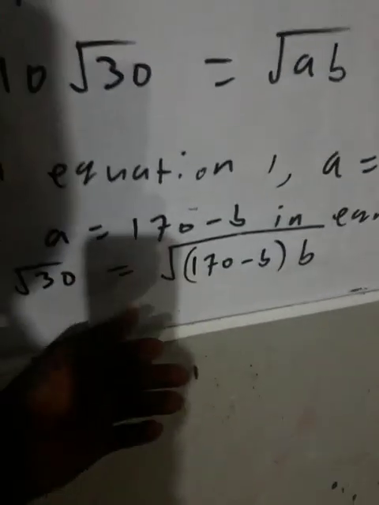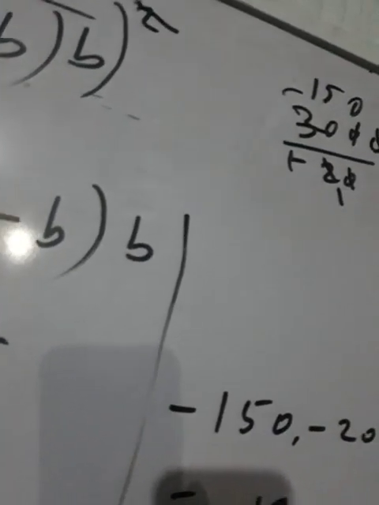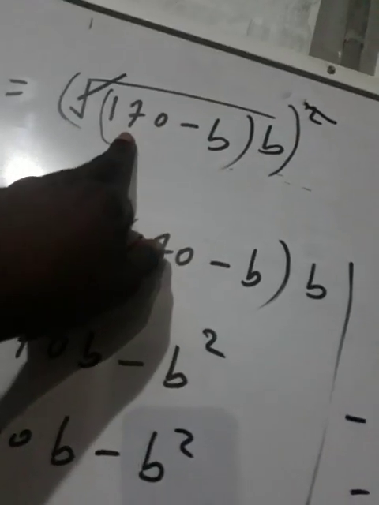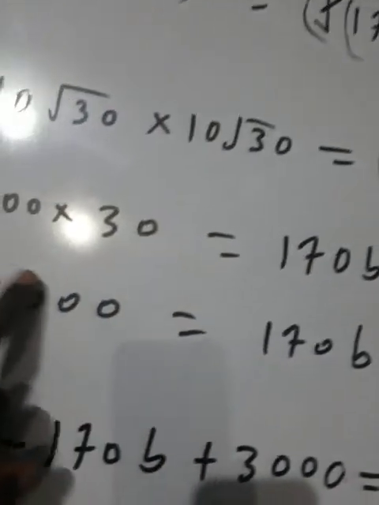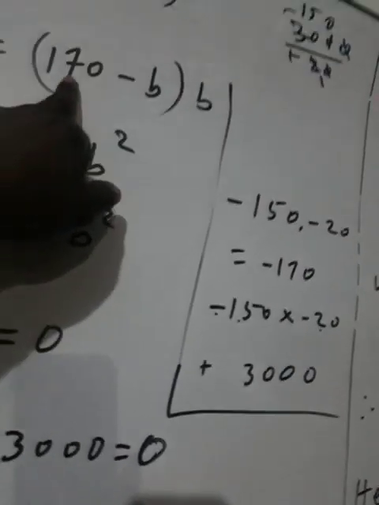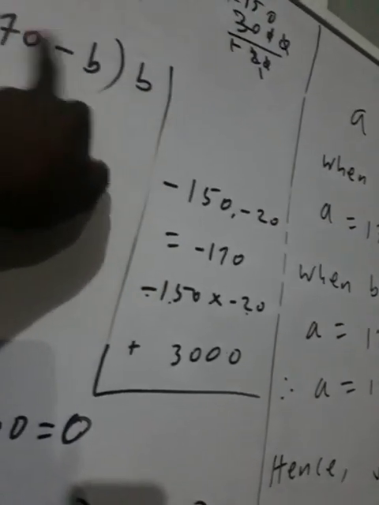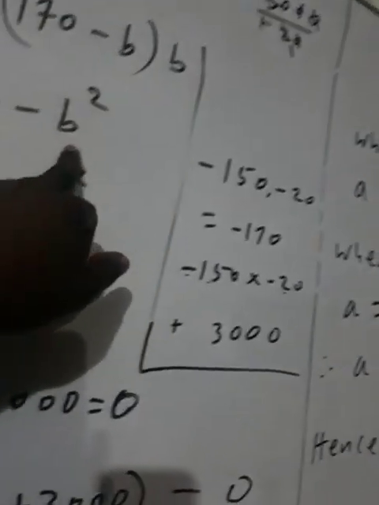To remove the square root function, square both sides. Squaring both sides, we have 10 root 30 squared is equal to root of 170 minus b times b, squared. So square root we cancel square. We have 10 root 30 squared is going to give us 3000. 3000 is equal to 170 minus b times b, and we open the bracket to give us 170b minus b squared.